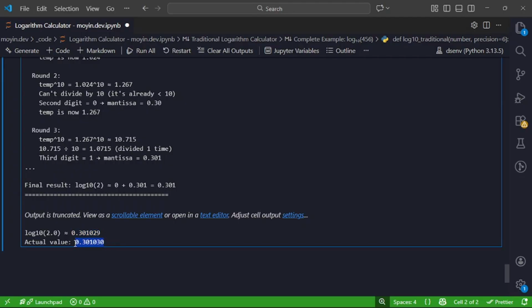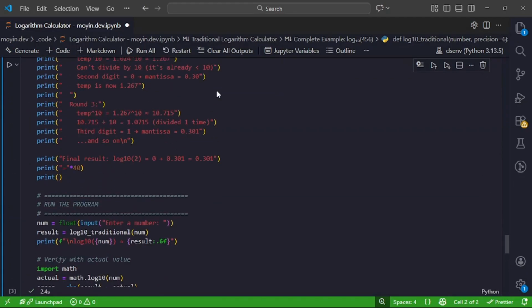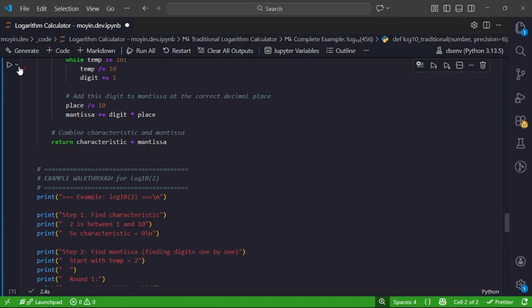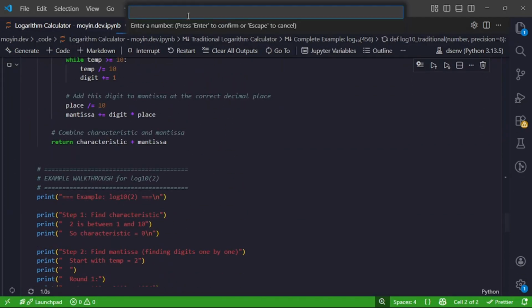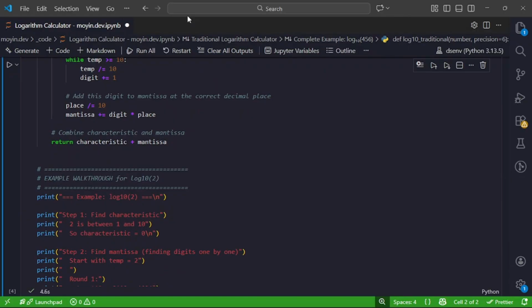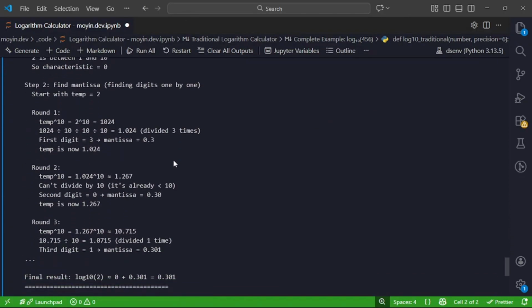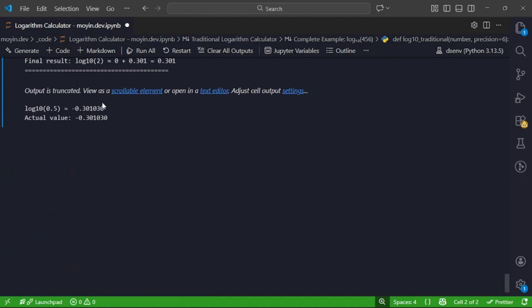If we also do the same for a number such as 0.5, what we see too is the log of 0.5 comes to negative 0.3012.